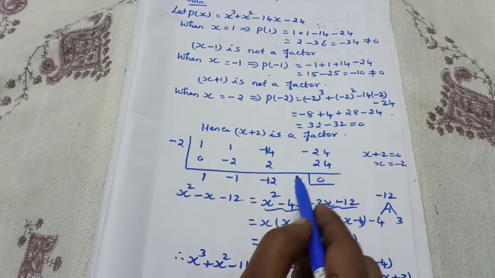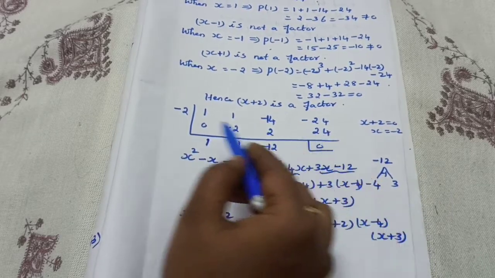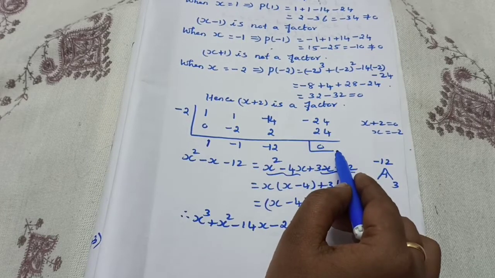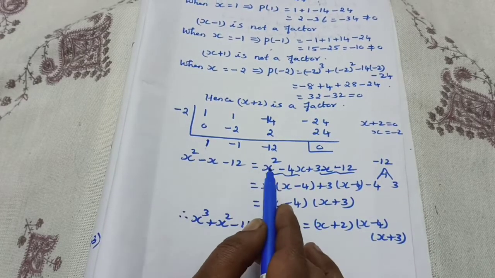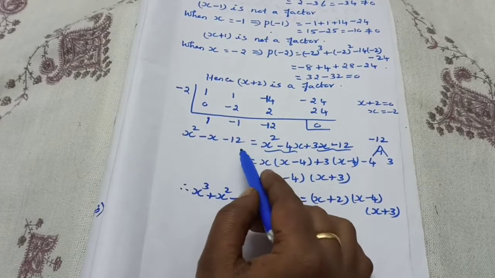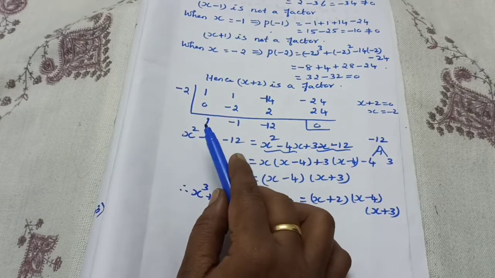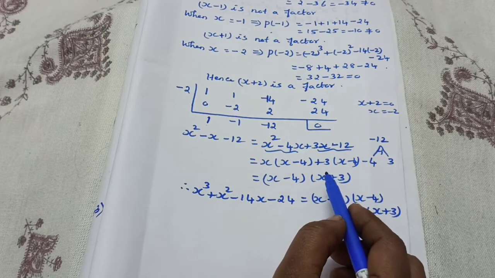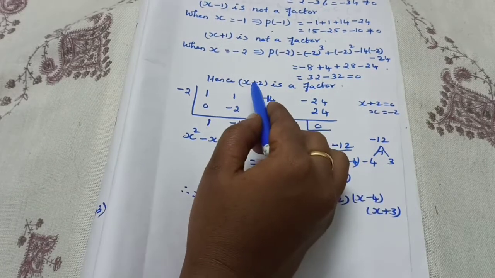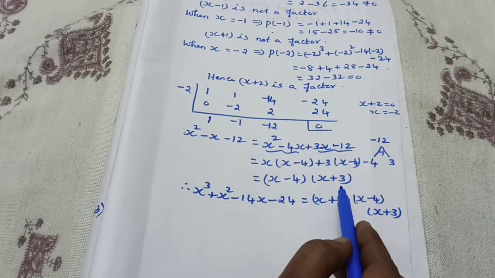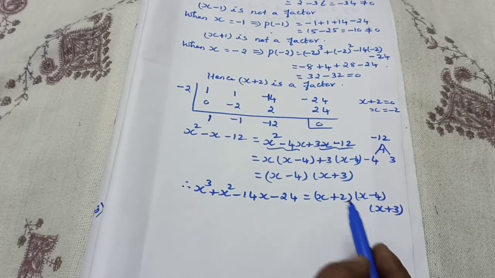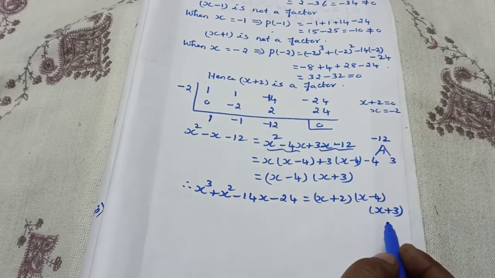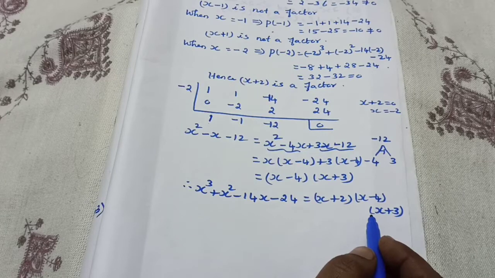Okay, we have to divide this by the synthetic division method. We have to divide by minus 2. Then the last remainder 0 you will get. This coefficient you should take. With the help of this, we get a quadratic equation, and 2 factors we will get. Already we got 1 factor, here 2 factors. Total how many factors? 3 factors. What's the answer? x plus 2 into x minus 4 into x plus 3. Correct? Did you get the answer?